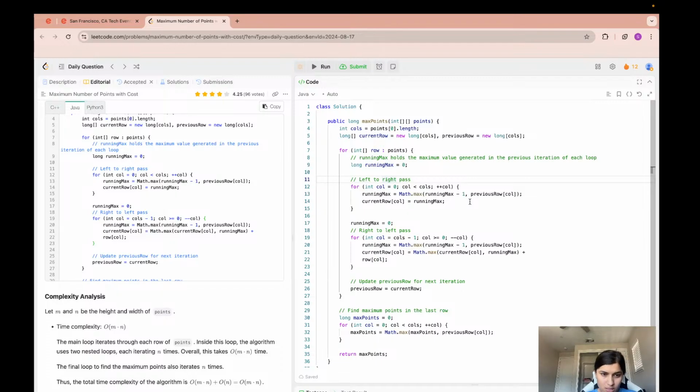Left to right pass, right to left pass. They're also doing current row column maximum also. Yeah.